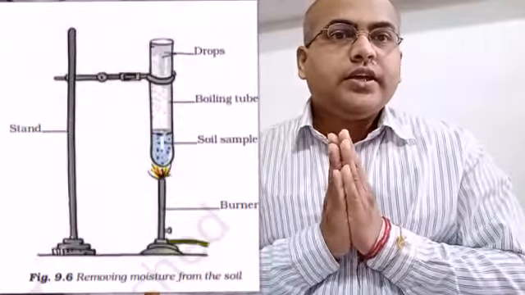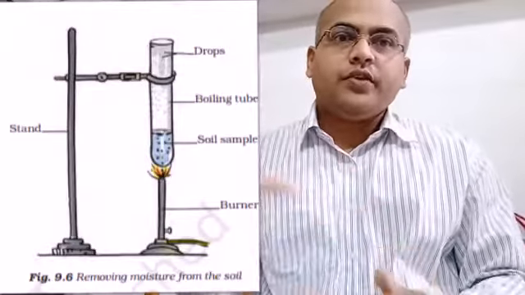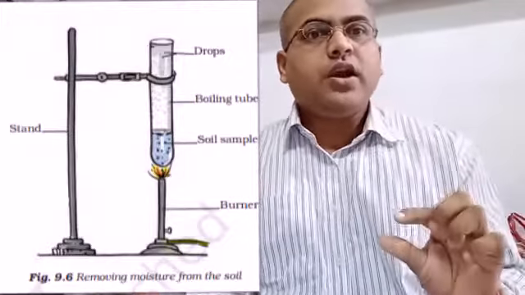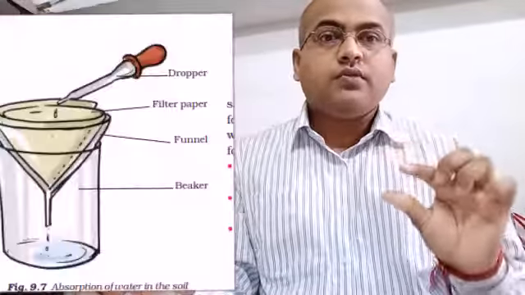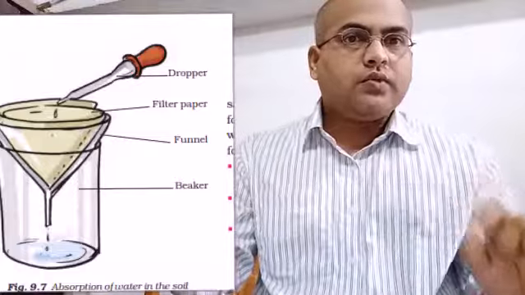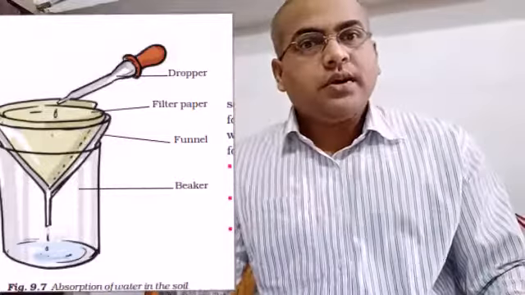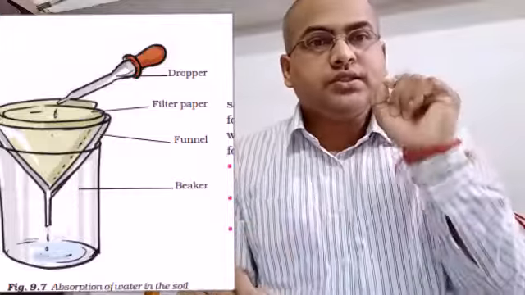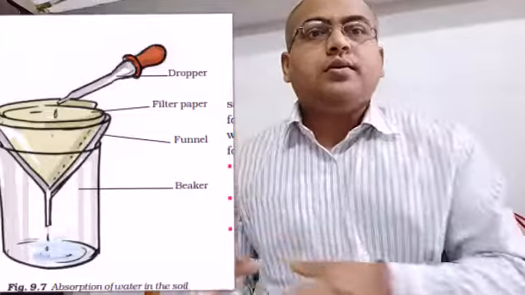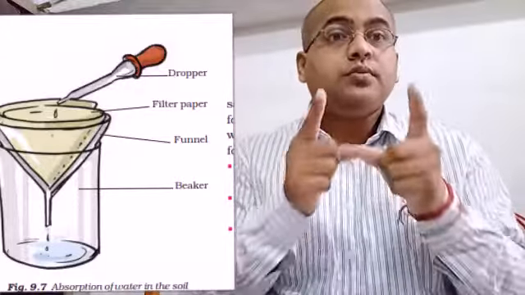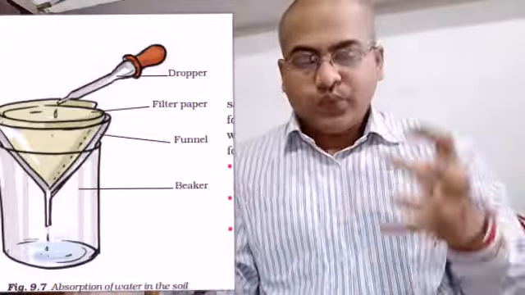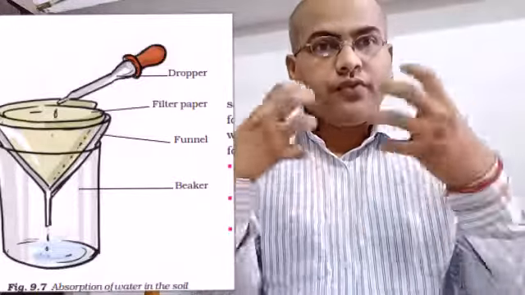So here, let the value of the initial volume of water be V, and let the value of the final amount of water be U. So V is equal to the initial amount of water, U is equal to the final amount of water. So the water absorbed by the soil is V minus U. This amount of water is absorbed by the soil, V minus U. Clear? So from that we get the absorption capacity of water.